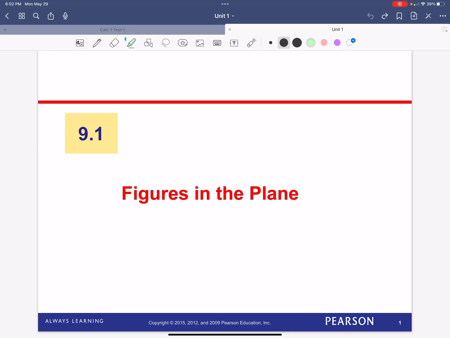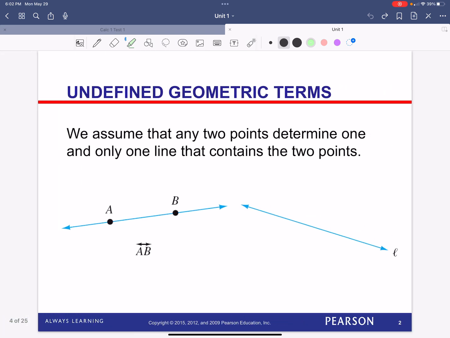Hello, this is the lecture for 9.1, figures in the plane. We are going to start with some geometric terms and get familiar with their naming and how we would name those. This is the beginning of the mathematical ideas in geometry, and we make an assumption. We assume that any 2 points determine one and only one line that contains those 2 points. And from this assumption, we build many of our other ideas in geometry.